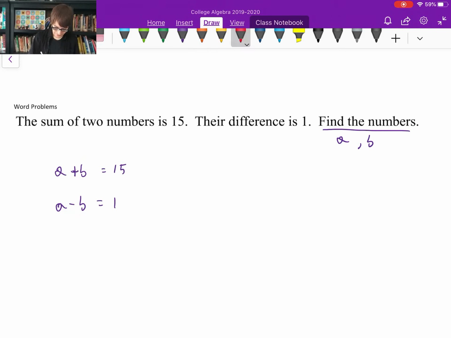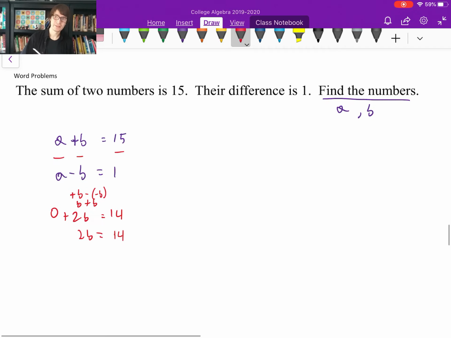So I'll just subtract, and we get A minus A is 0. Positive B minus a negative B, that's the same thing as saying B plus B, because a negative makes a positive. So we get 2B. So 0 plus 2B equals 15 minus 1, which is 14. Okay, so 2B equals 14, and then divide both sides by 2, B equals 7. Great, so B is 7.